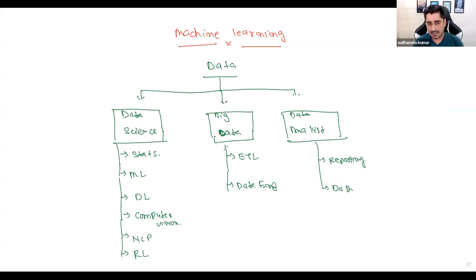Inside data science, stats, ML, DL, computer vision, NLP, and reinforcement learning. So this data science stack itself is a huge one. If I talk about big data, then ETL pipelining or data engineering, right? Generally, pipelining falls inside big data. Or if I talk about data analytics, again, dashboarding. Dashboarding can be done using multiple different kinds of tools, or maybe some custom things we will be able to find.